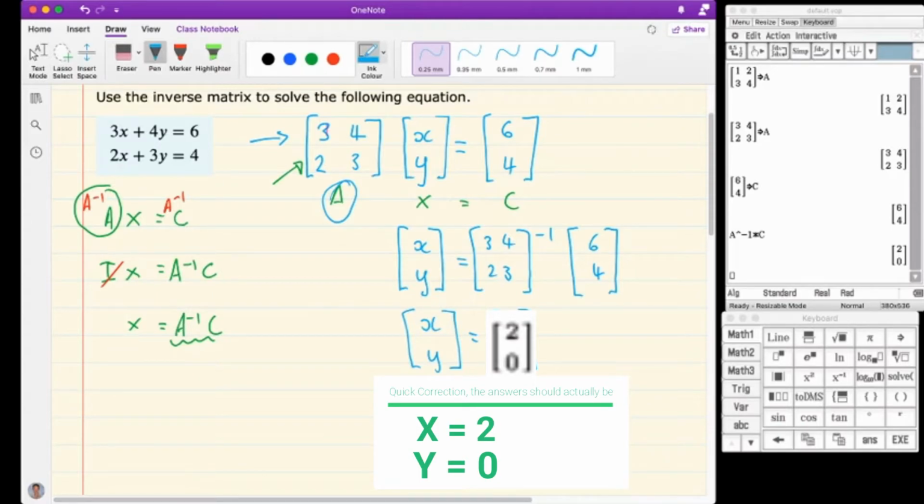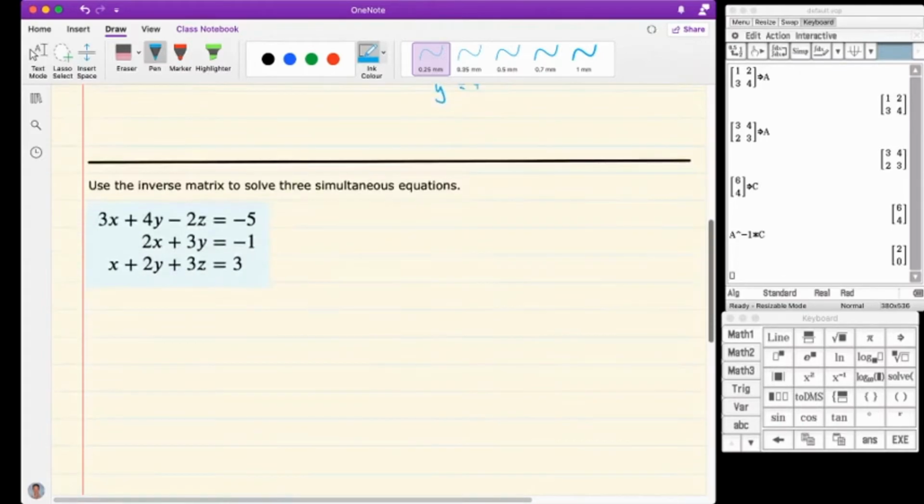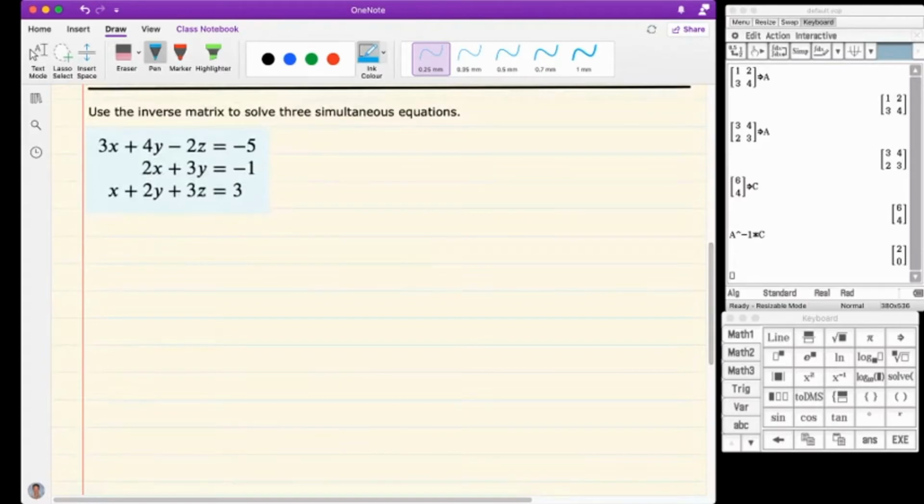Alright, so let's move on. Scroll down to the next problem. Use an inverse matrix to solve 3 simultaneous equations. So here we have 3 simultaneous equations. I'm going to set it up really similar to before, and we're going to solve it exactly the same way. I'm going to have a simultaneous equation here. It's going to be 3 by 3.